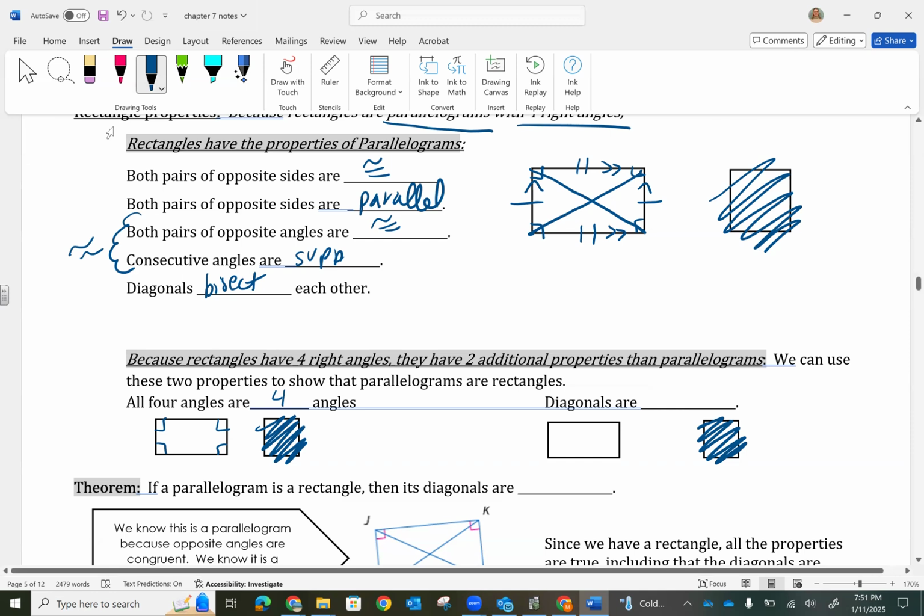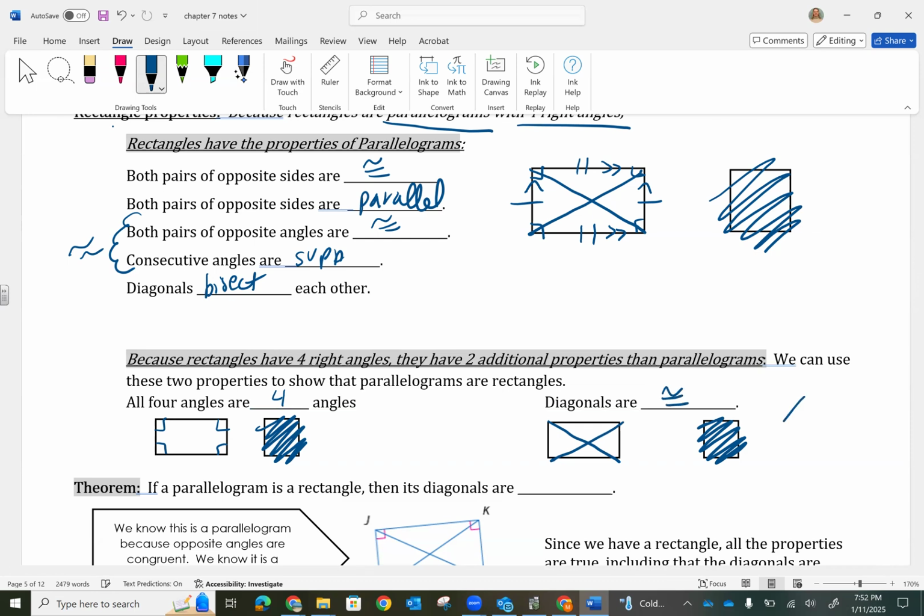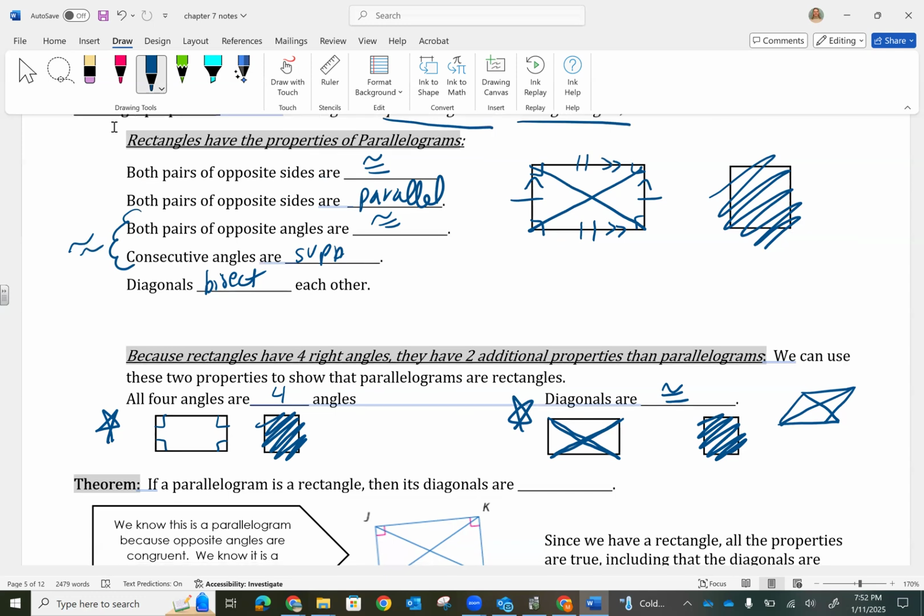And then also the diagonals will be congruent to each other. Notice, it's not like a parallelogram where one diagonal is going to be longer and one shorter, because it's squared up, or rectangled up, and the diagonals will be congruent to each other. So the length of this one will equal the length of this one. These are two special features of rectangles that are not features of parallelograms. Those are additional properties.